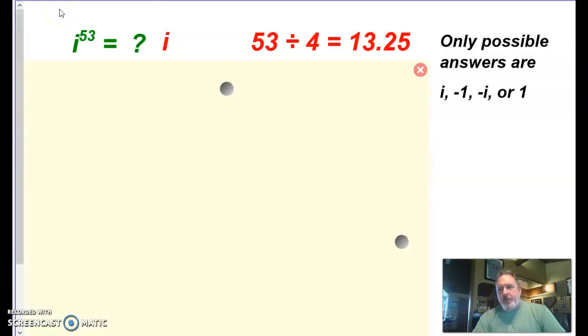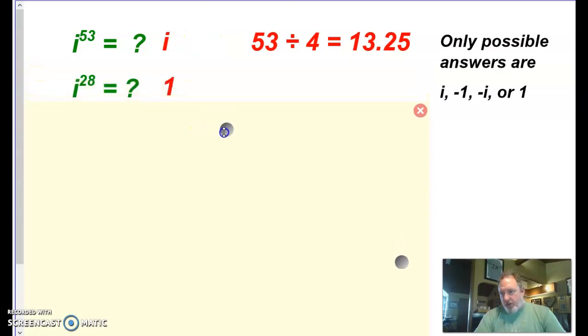All right, so the only possible answer is when we get this, there's only 4 possibilities. And again, that's i, -1, -i, or 1. So to get this answer, you can see the answer is i, but how did I get that? I took 53 divided by 4, and I got 13.25. So since I got 0.25, that's remainder of 1, or i. i to the 28th, 4 goes into 28 evenly, so that equals 1.